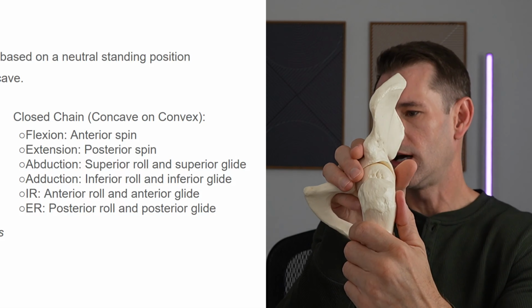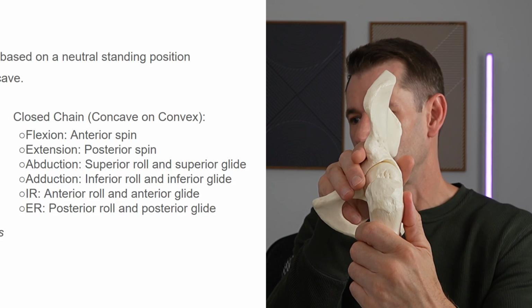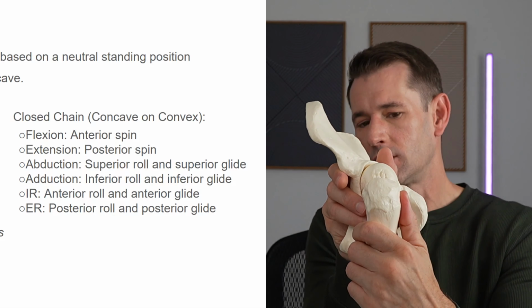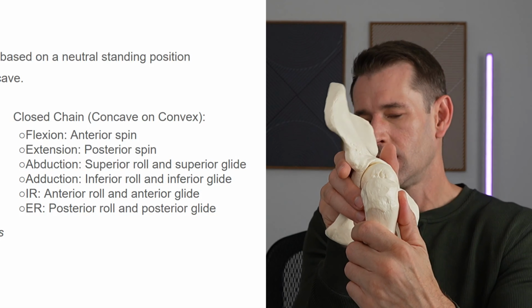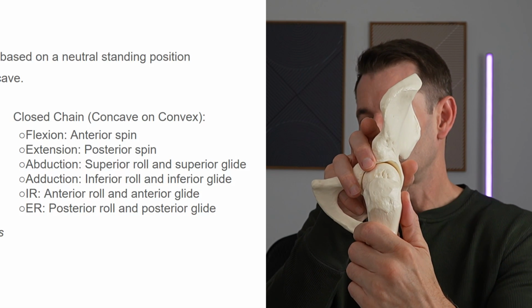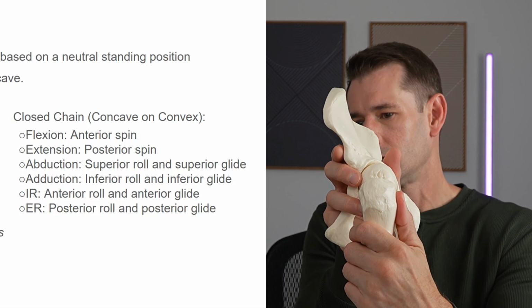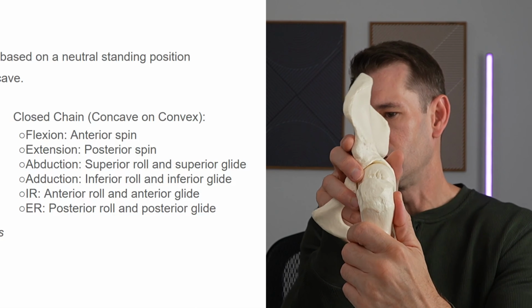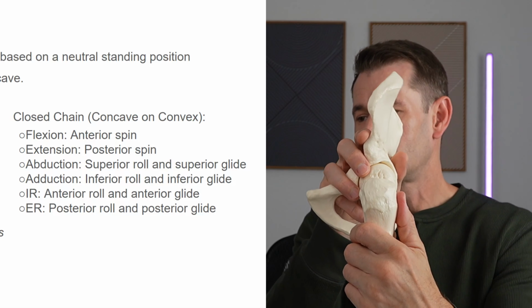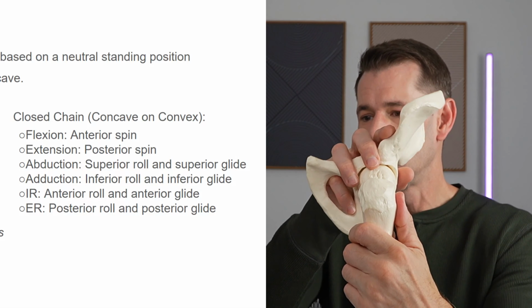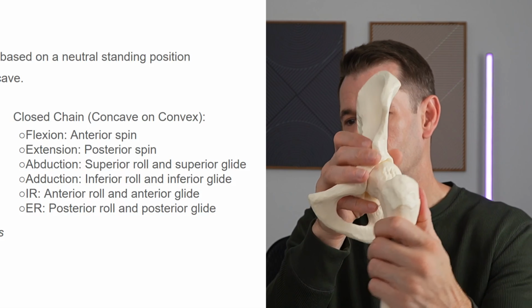So let's review that sagittal plane movement again. Closed chain flexion is anterior pelvic tilt. So that pelvis is tilting anterior, and the surface of the acetabulum itself is going to spin anterior. So closed chain flexion, anterior spin. Closed chain extension, that's that posterior pelvic tilt. That's going to be a posterior spin of that concave acetabulum on that convex femoral head.